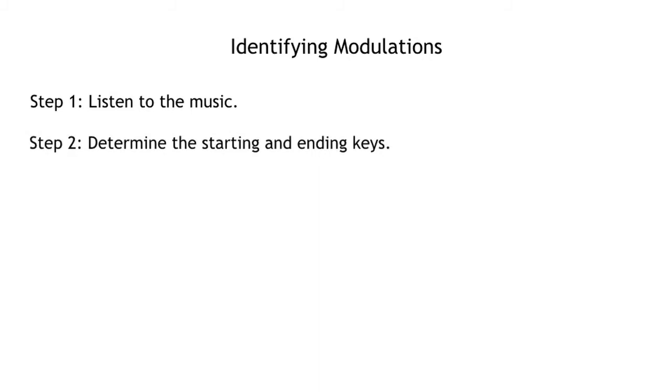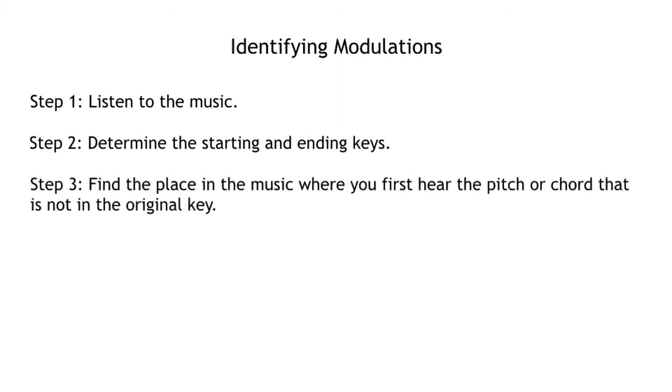Knowing where you start and where you get to can help a lot as far as determining what the actual modulation is. Third, you find the place in the music where you first hear the pitch or the chord that's not in the original key, something that sounds like it's outside of the tonal center, and then you can use that to figure out where the modulation is occurring.